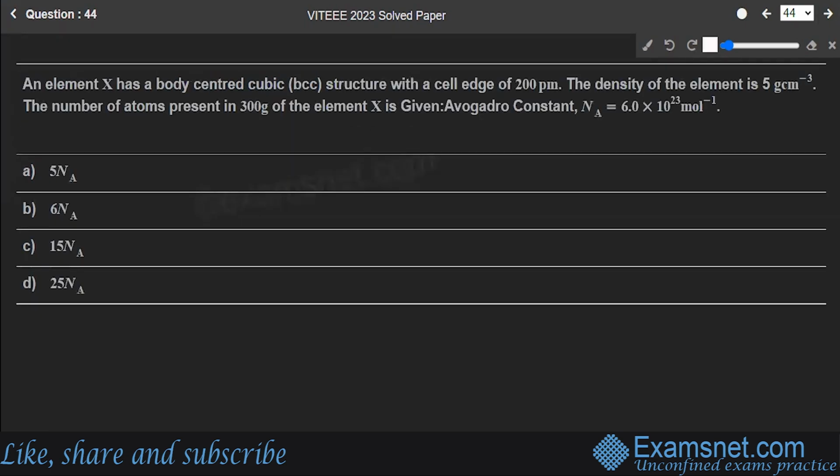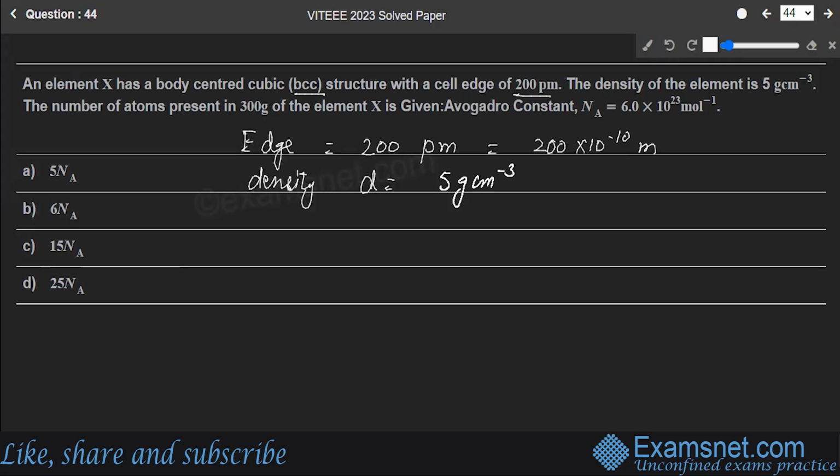An element X has a BCC structure with a cell edge of 200 picometers. So this is 200 picometers, that is 200 into 10 power minus 10 meters. The density is given to you as 5 gram per centimeter cube. The number of atoms present in 300 gram of X, you are given the Avogadro's number as 6.0 into 10 power 23 per mole.